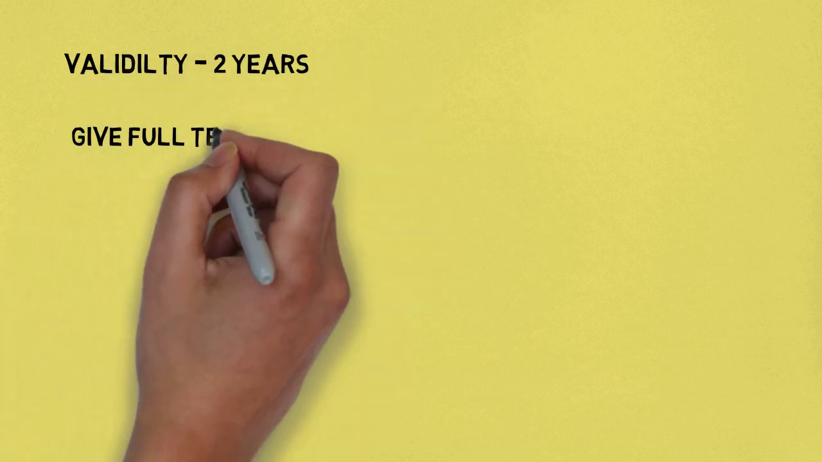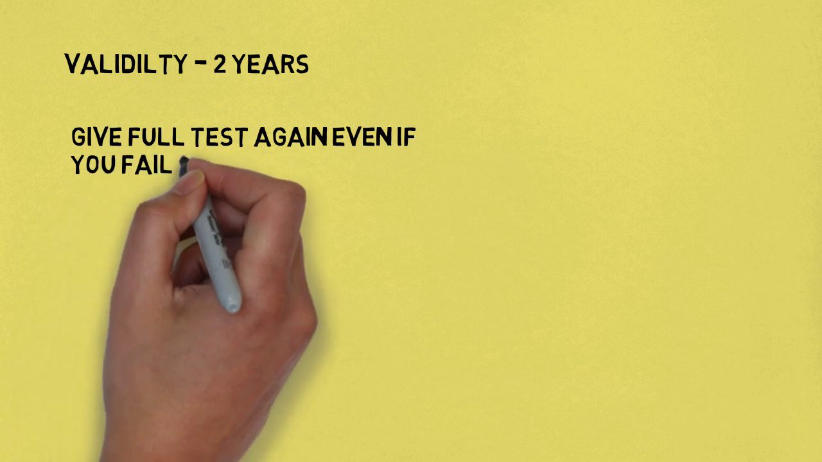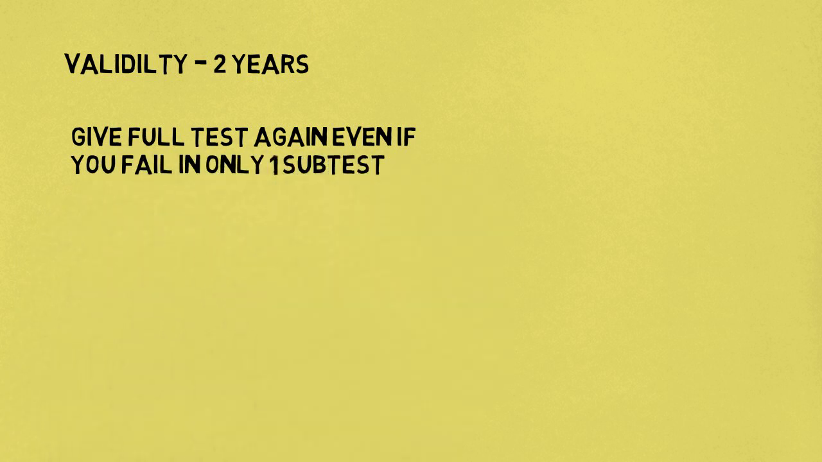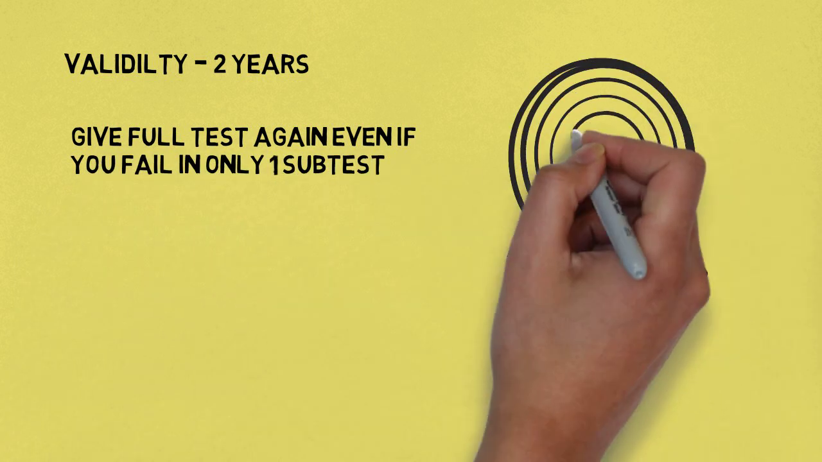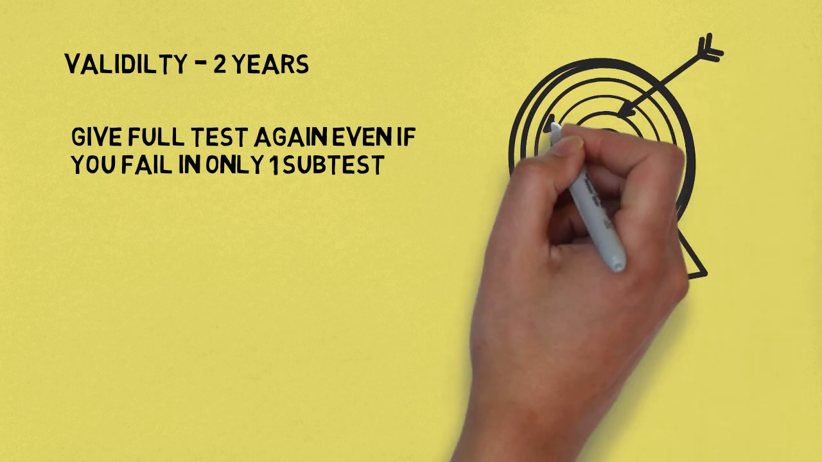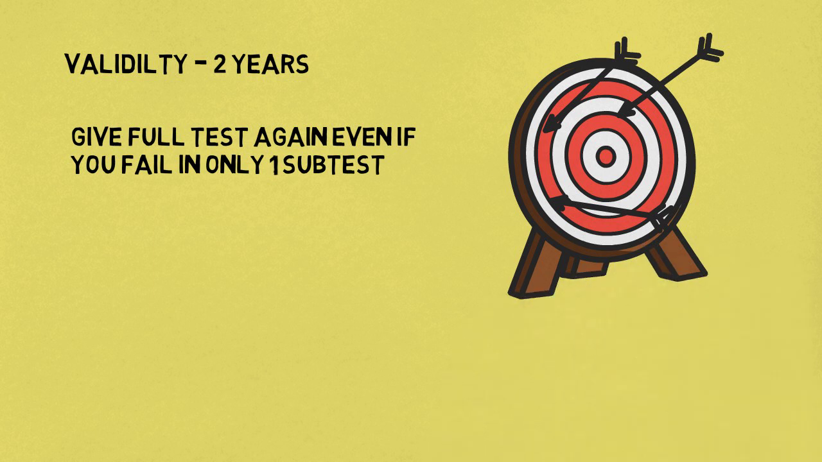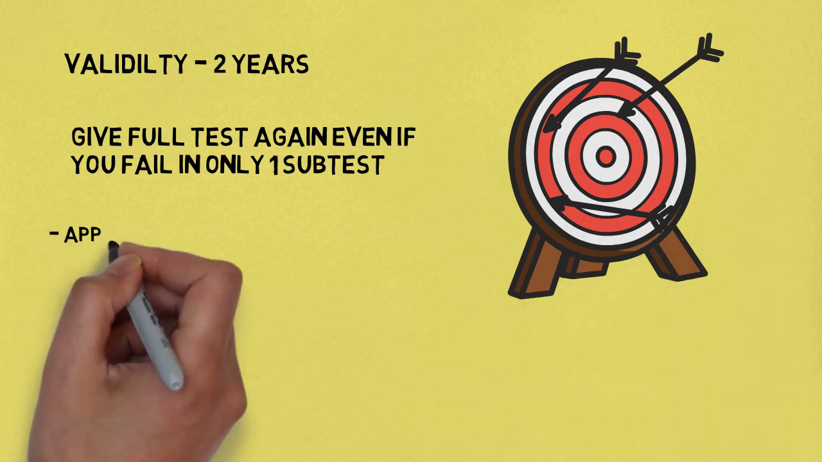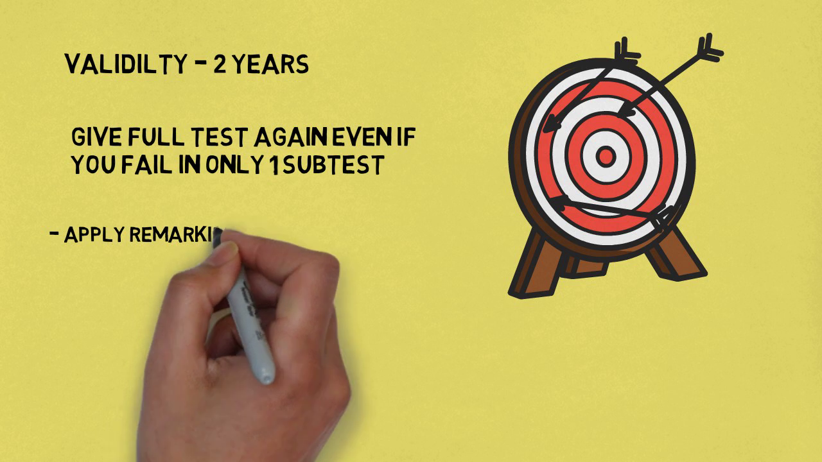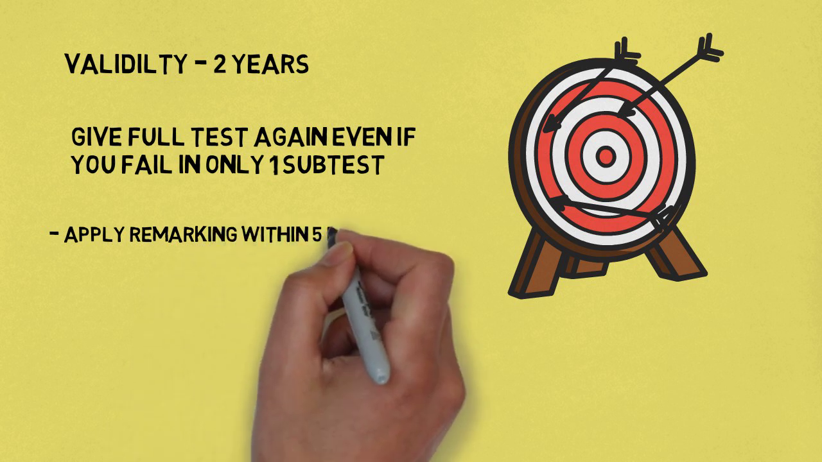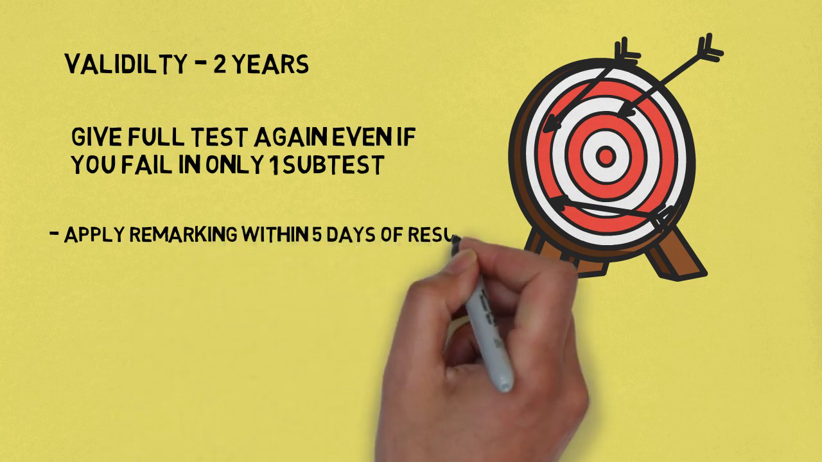If you fail in any subtest, then you will have to give the full exam again. If unfortunately you fail in one or two subtests by some marginal marks like 320 out of 500, then you can apply for remarking, but that has to be applied for within 5 days of declaration of result.